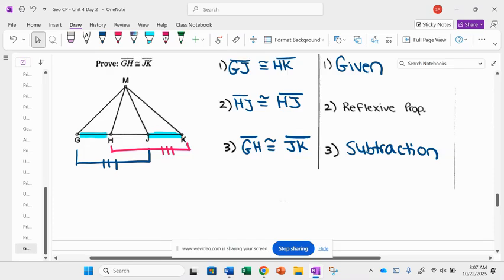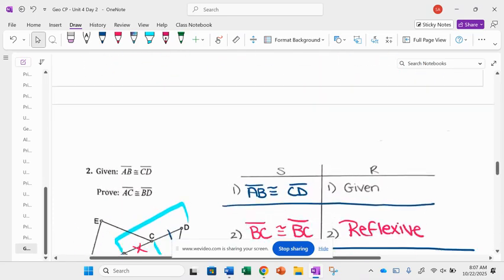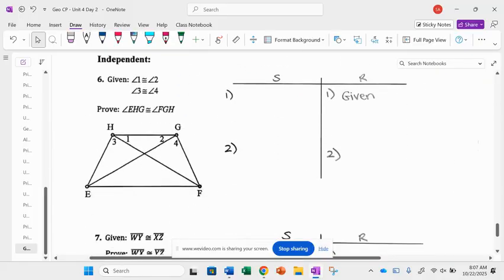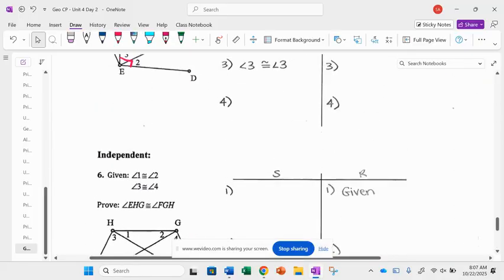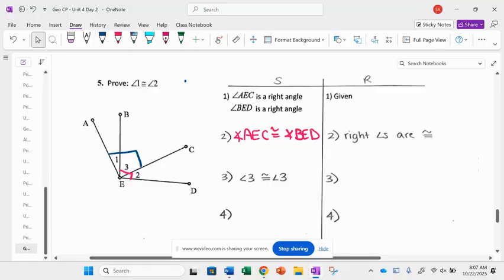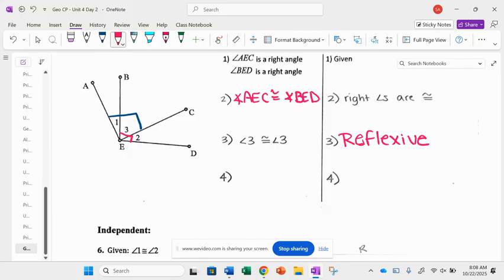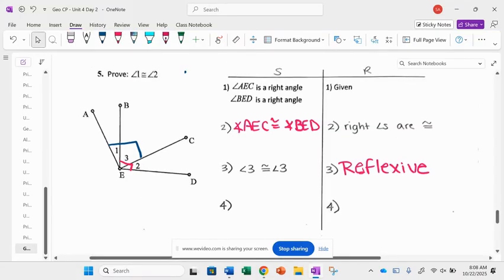So we said HJ was congruent to itself. And then two problems above that, we said BC is congruent to itself. Somebody knew. What's the reason anything's congruent to itself? Jonah? Reflexive, you got it. And what do we end with? We always end with what we want to prove. So we want to prove that angle 1 is congruent to angle 2.